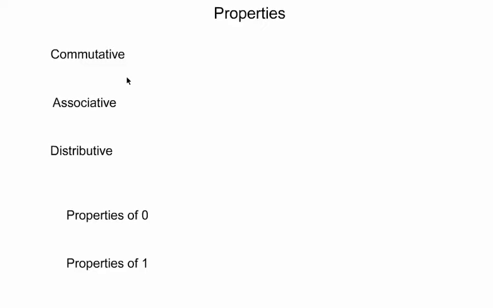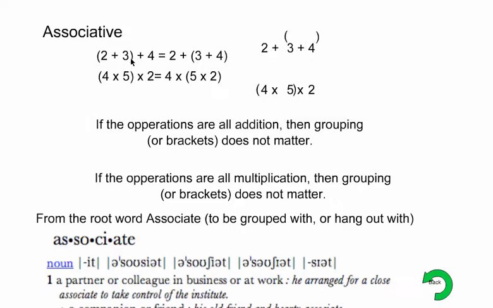All right, let's go back and look at associative. The associative law, notice what's happening is the brackets are switching places. So if you have 2 plus 3 plus 4, it doesn't matter whether you do the 2 plus 3 first or the 3 plus 4 first. However you group them, it doesn't matter. If the operations are all addition, then grouping using brackets does not matter. If the operations are all multiplication, then grouping using brackets doesn't matter. So how you group them doesn't matter.